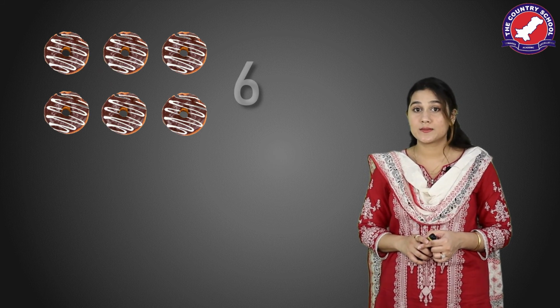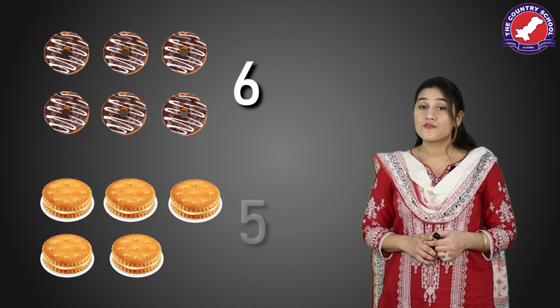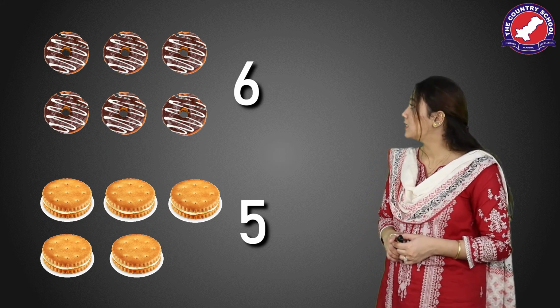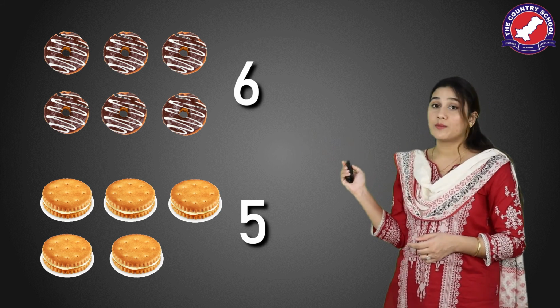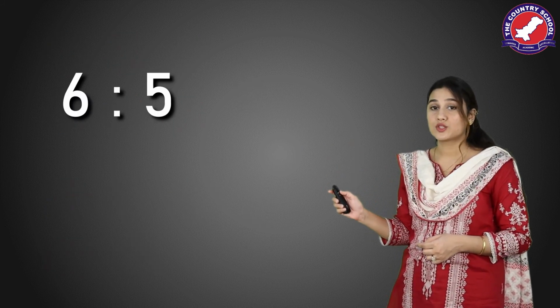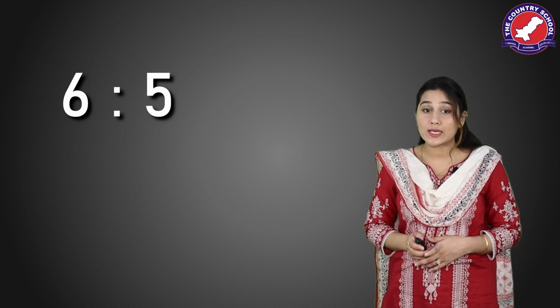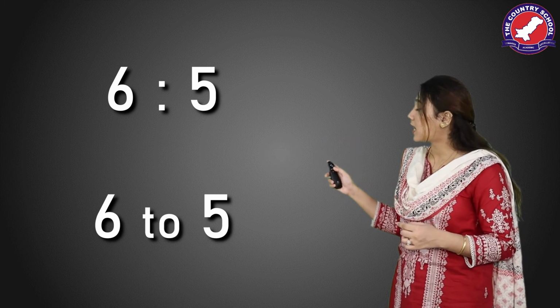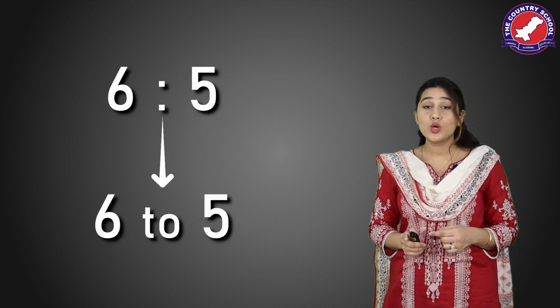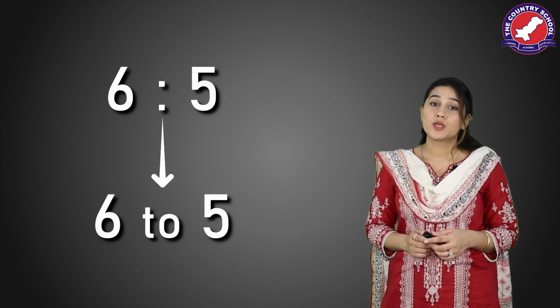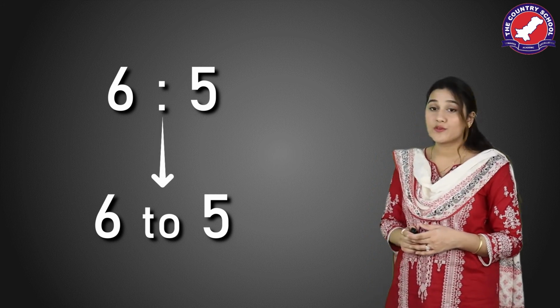biscuits is, how many donuts were there? 6. And how many biscuits? 5. So the ratio is the number of donuts to the number of biscuits. 6 ratio 5. The two dots, here you can see them, between 6 and 5 are the ratio. We can also read this as 6 to 5. So, this was the ratio of number of donuts to number of biscuits.